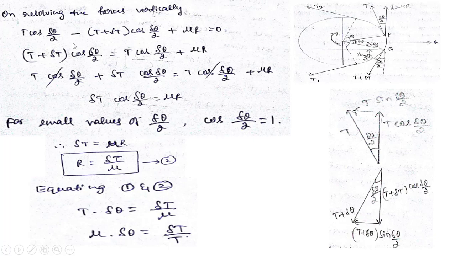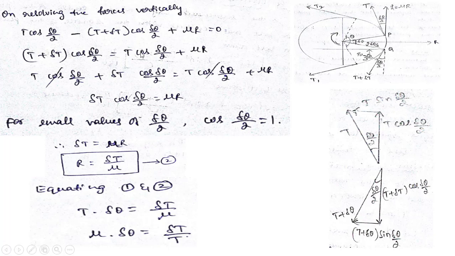Again we will separate these things. This is the negative sign, so we will take it to the other side, and the positive ones will be on the same side. So T plus del T cos delta theta by 2 is equal to T cos delta theta by 2 plus mu R, which will be on the other side. Next I will just multiply this with this term, T plus del T into cos delta theta by 2, plus delta theta into cos delta theta by 2.